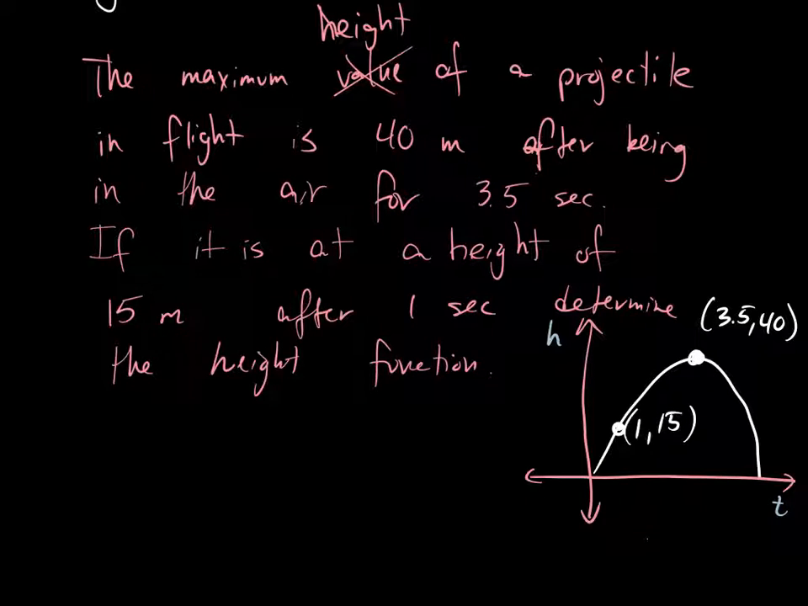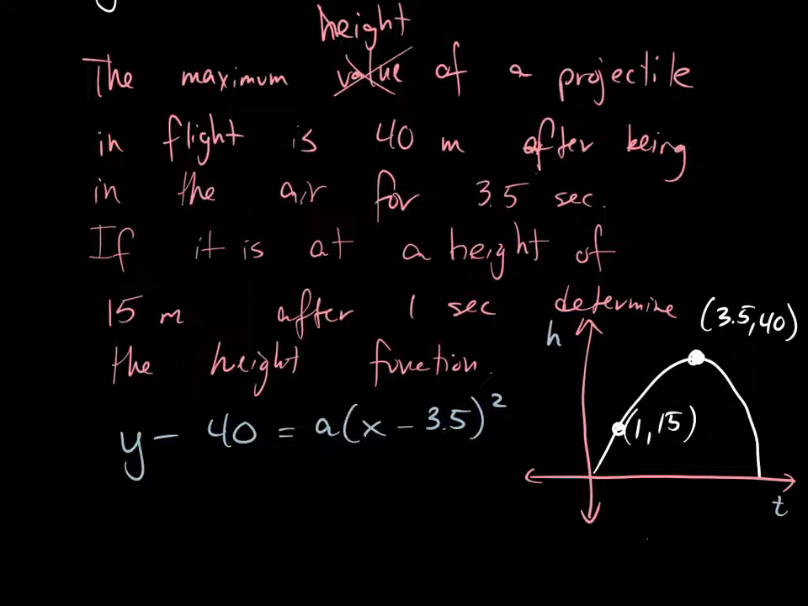Vertex form, the third of the three. Okay, so vertex form tells me y minus k equals a times (x minus h) squared. Remember, (h, k) is the vertex. h is 3.5, k is 40. This is vertex form: y minus k equals a times (x minus h) squared.